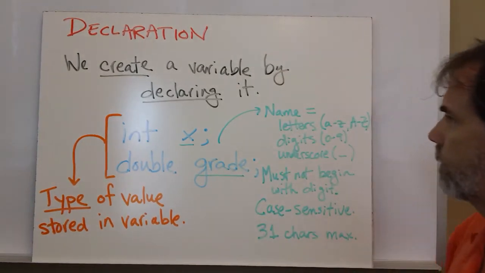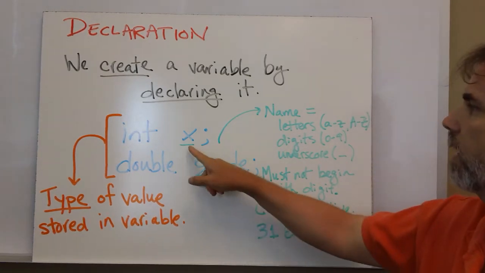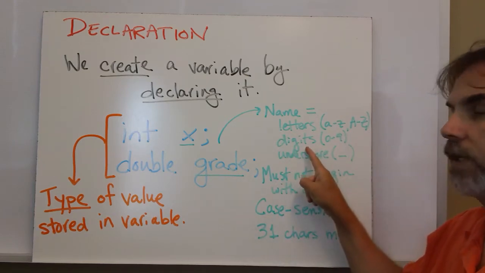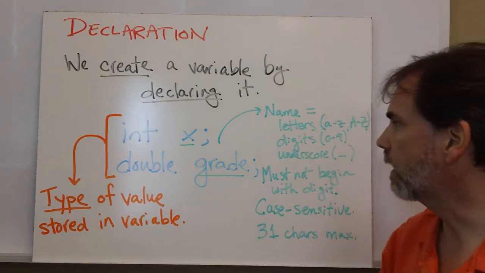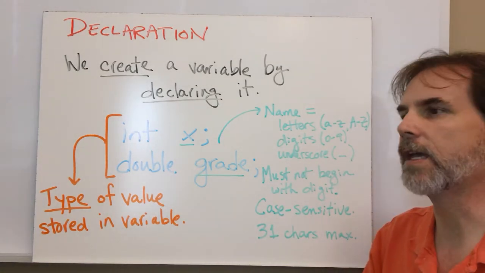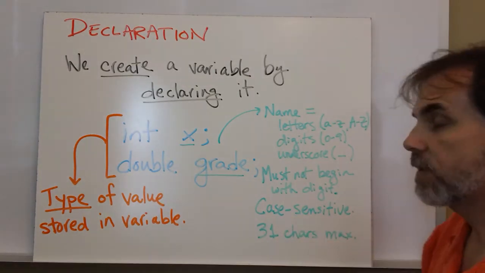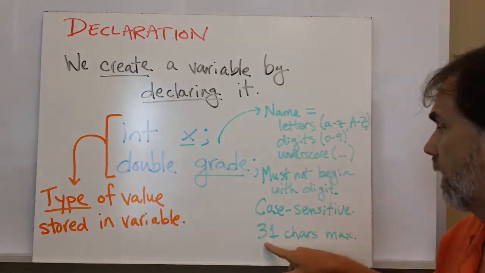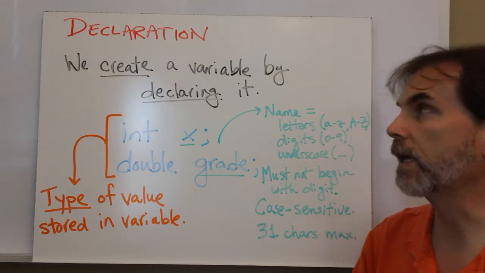Now the thing about the name, there are certain rules that we have to abide by. A name can consist of letters, either uppercase or lowercase, the decimal digits 0 through 9, and the underscore character. No other character may be used in a name. And the name must not begin with a digit. So we can't have a variable called 1x, but we can have x1. The names are case sensitive, so lowercase x is different than capital X. And in C, the ANSI standard C, names are limited to 31 characters.